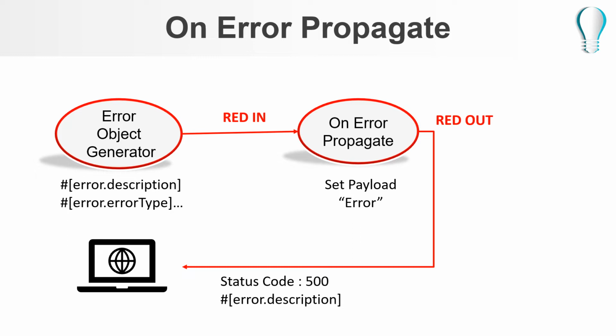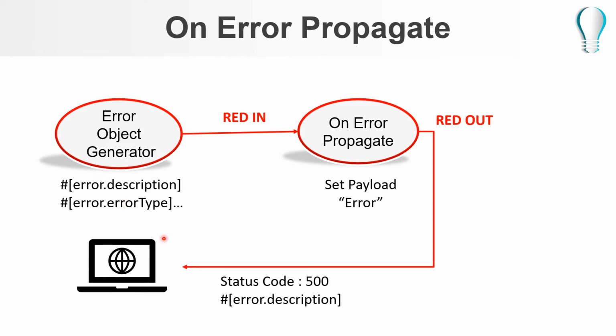So I have mentioned here red in red out. It means that when an error is coming to on error propagate, it returns red out, which means it gives status code 500, which is the error status code. In on error propagate, you might set a payload error, but when you are sending the response back to the client, whatever you set here in the set payload activity is not used.